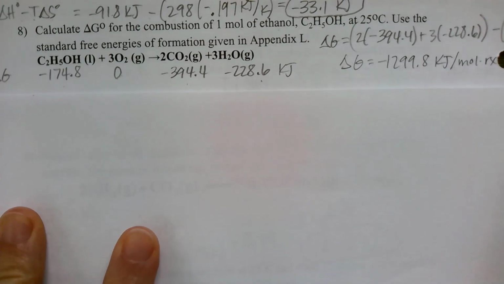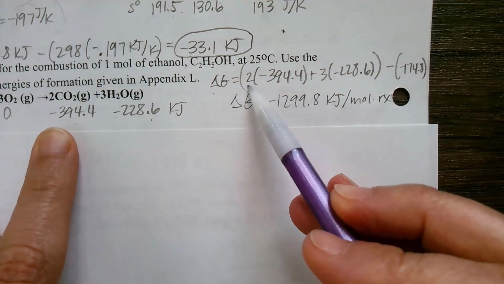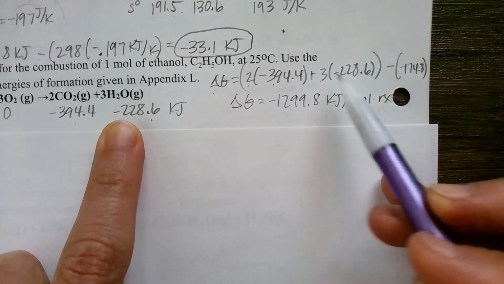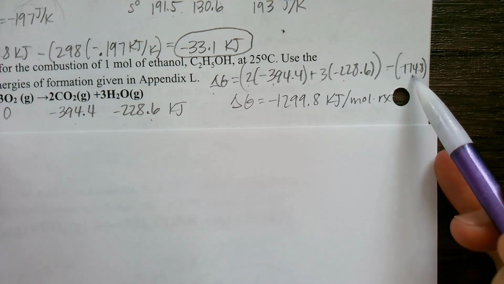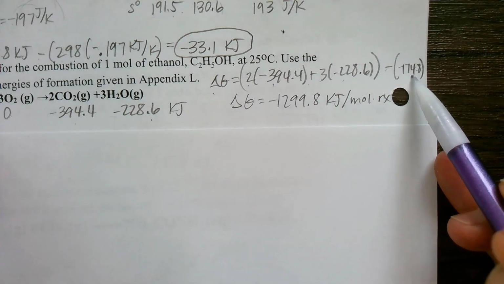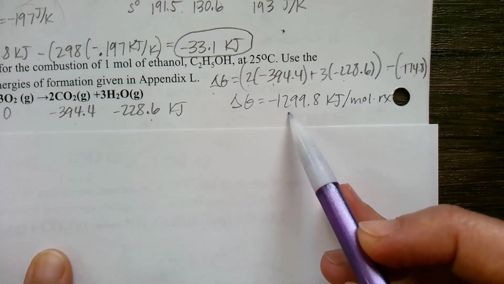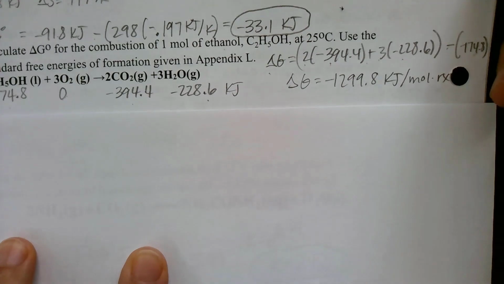So I used our summation to find our delta G. I did 2 times the CO2 value plus 3 times the water value, got that answer, and I subtracted 1 times the ethanol value. And so I got a delta G of negative 1,299.8 kilojoules per mole for the reaction.